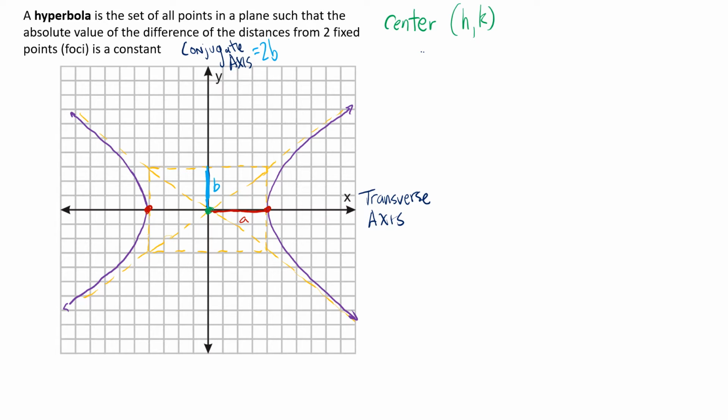In this case, it's the axis that doesn't have the foci and the vertices on it. And then there's a final thing that's not on here yet, and that is the foci. The hyperbola has 2 foci, and the distance from the center to the focus, to either focus, that's C.